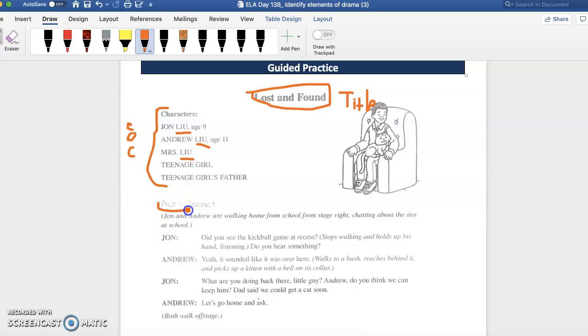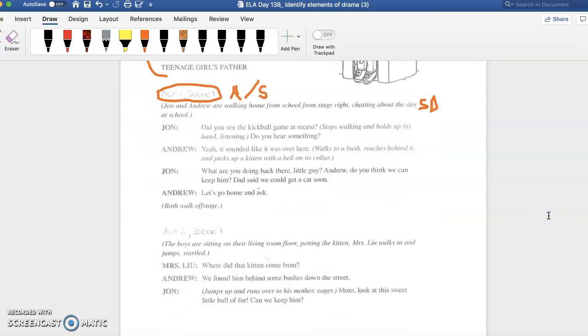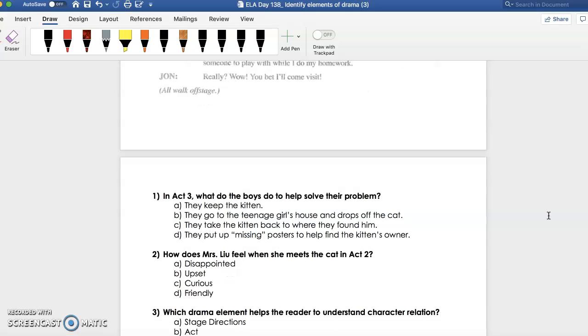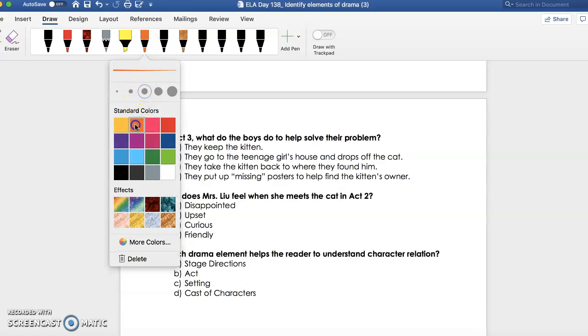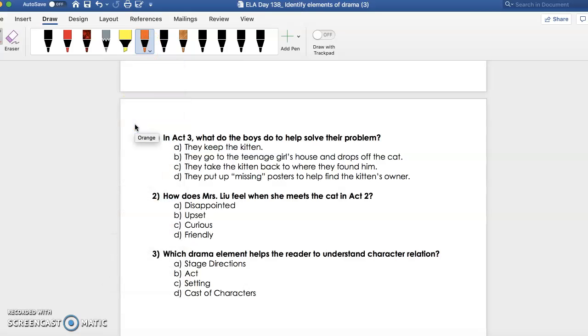Now, here we have Act 1 and Scene 1 that is together. So we have the act and the scene together. There goes those stage directions, right? It's telling us where they are and what the characters are doing. So John and Andrew are walking home from school and they're chatting about their day. Guys, I'm not going to actually go through this whole poem. I'm not going to read it. You need to make sure you read it, and you can pause this video, read it, and mark it up on your own, and then I'm just going to go through the answers.